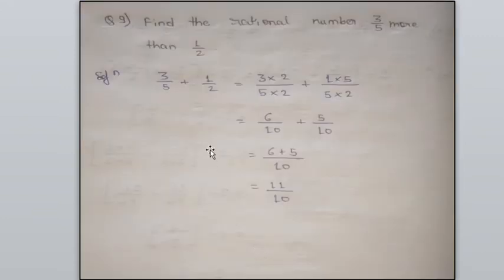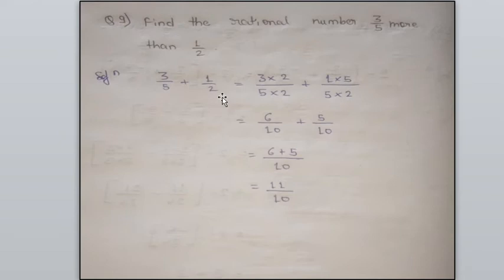Then question number 9. Find the rational number 3 by 5 more than 1 by 2. Here we have to find out the rational number which is 3 by 5 more than 1 by 2. It means simply we will do the addition between these two rational numbers. So that is 3 by 5 plus 1 by 2.